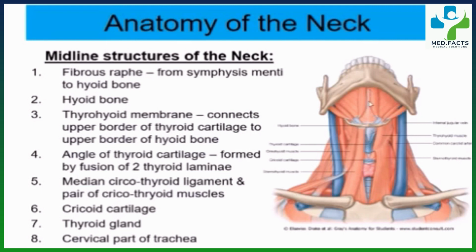So all the structures which are in the midline of the neck are called midline structures of the neck, starting from the raphe, the fibrous raphe, then we have the hyoid bone, then the thyrohyoid membrane, then the thyroid cartilage, angulation of the thyroid cartilage, then the cricothyroid membrane and ligament and the cricothyroid muscle here on either side, and here we can see the cricoid cartilage, and below this is the thyroid gland, and below this is the trachea, which can be identified by the tracheal rings. So these are some of the midline structures of the neck.